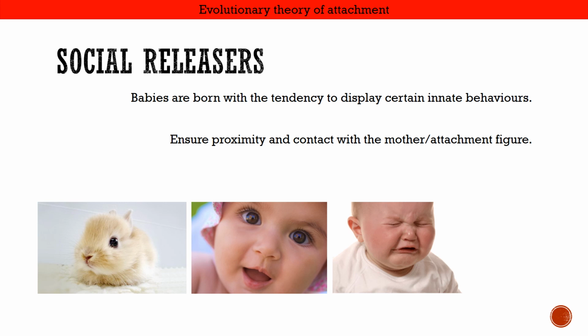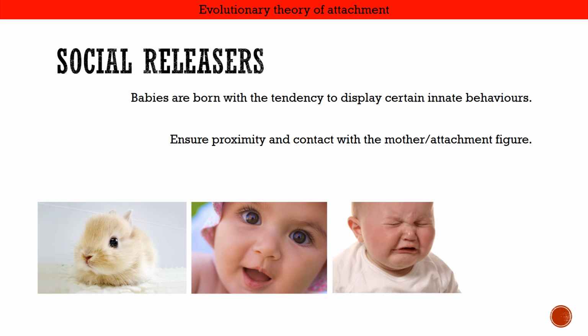What do I mean by social releasers? Some examples. So you can see the picture on the left. You've got the little cute bunny with the big eyes. Babies also have big cute eyes. Their faces are specifically shaped with certain features, so things like button noses, big eyes, and it makes us want to care for the babies. It makes us want to be close to them and be in contact with them.